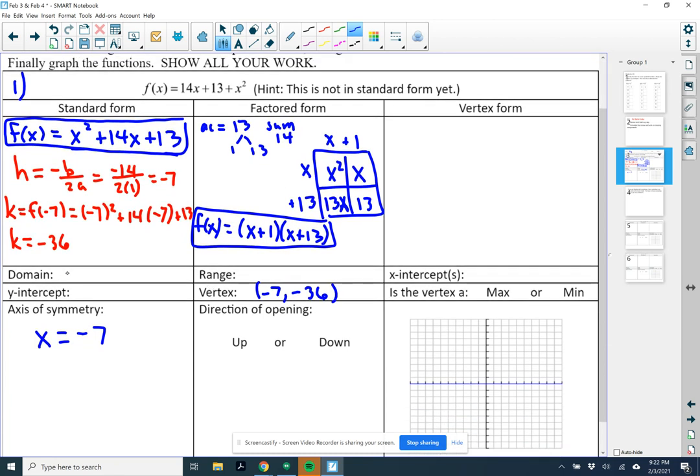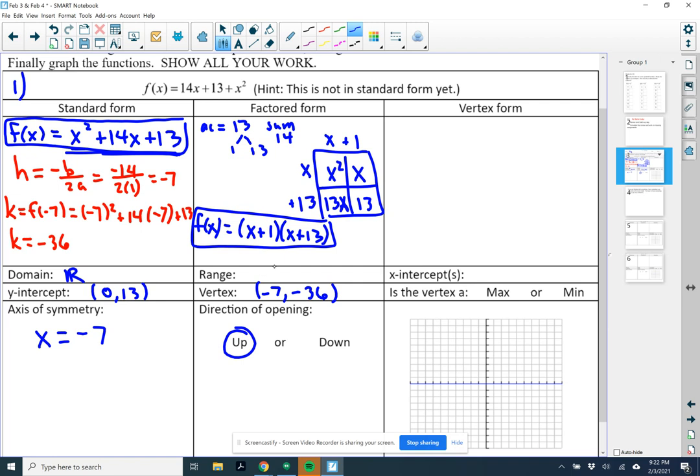Domain is all real numbers. I think I'll just use the symbol capital R with the extra line because it's shorter. Capital R, extra line, set of all real numbers, right? The y-intercept is 0, 13. We go up to the function and we replace the x with a 0. We get 0 plus 13, which is 13. That gives us our y-intercept. Replace the x with 0. Parabola opens up because a is positive. A is a positive 1.